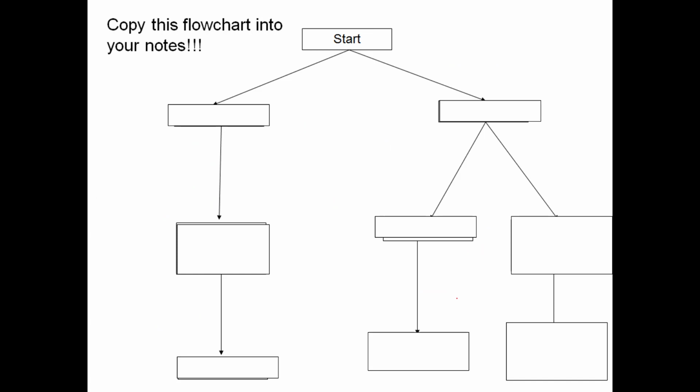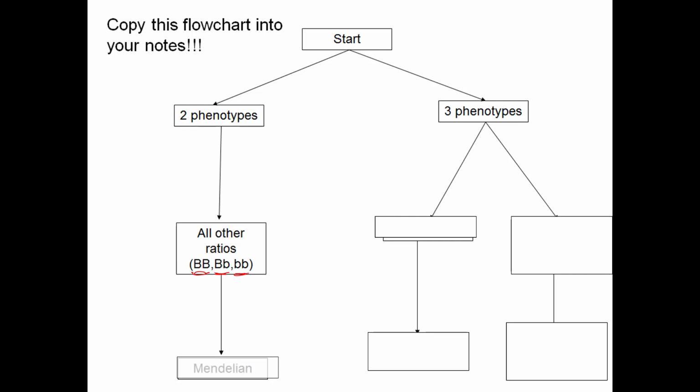All right, the last thing is our flow chart. When we're trying to figure out if something is dealing with dominant recessive traits or codominance or incomplete dominance, we have to start at the top. Do I have two phenotypes versus three phenotypes? If I have two phenotypes, I'm going to be dealing with three genotypes: big B, big B, big B little b, little b little b. If I have two phenotypes and three genotypes, I'm going to be dealing with Mendelian genetics. If I have three phenotypes, then I'm dealing with blending.